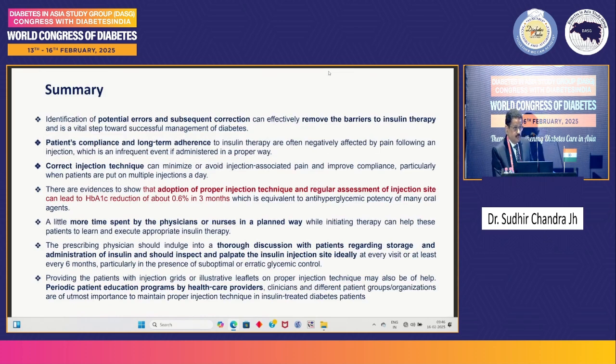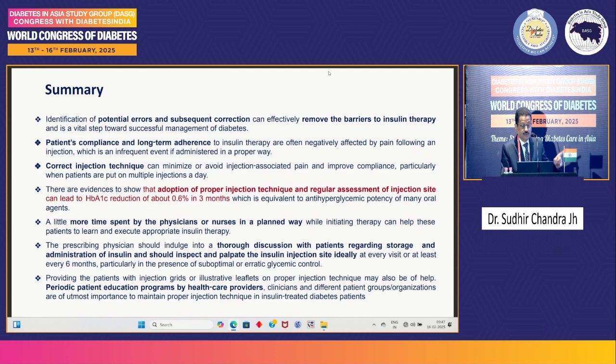To sum it all up, as I said earlier, you may be an international scholar, but if you don't explain the technique properly to the patient, it is very easy to fail in controlling glycemia. All these conferences and very important intellectual talks will go into the brain. So, potential errors and subsequent correction, patient compliance with long-term adherence, and correct injection technique. Once the patient learns that it is painless, the compliance will definitely increase.